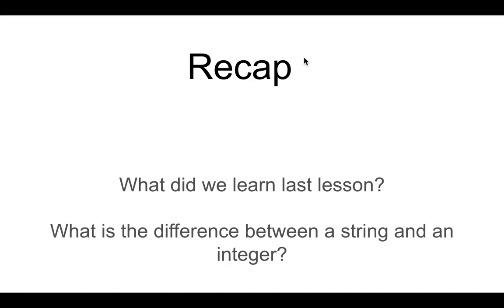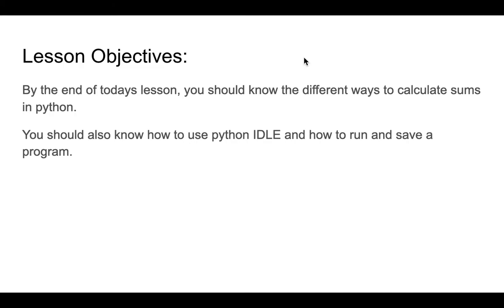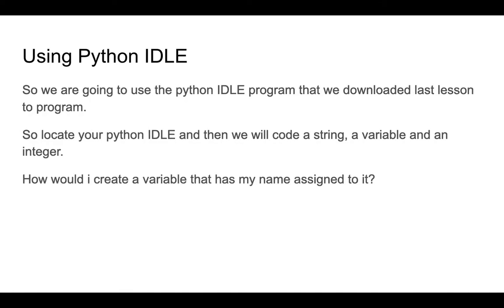Okay, so lesson objectives. By the end of today's lesson, you should know the different ways to calculate sums in Python. You should also know how to use Python idle and how to run and save a program. We're going to use the Python idle program that we downloaded last lesson. Locate your Python idle and then create a string, a variable, and an integer. I'll get to that at the end of this recording. Let me just get through the slides and then I'll refer back to this slide.